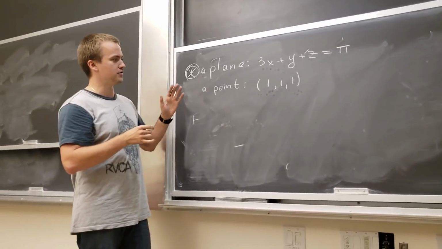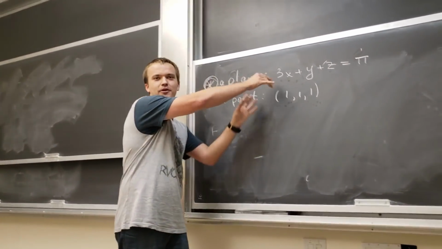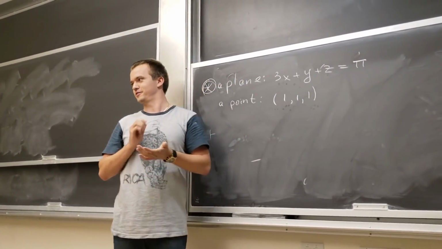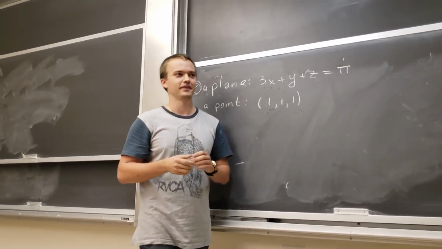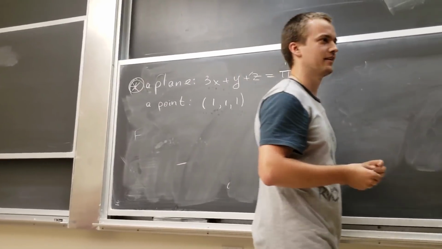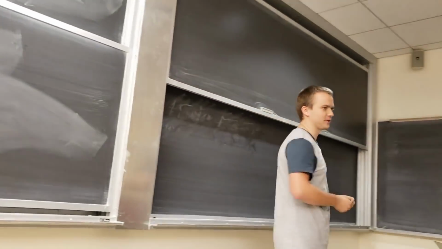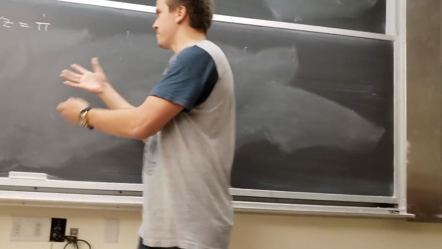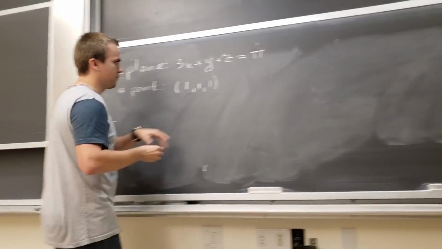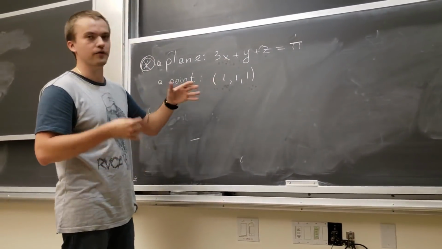What do you think? After I have my mathematical objects, what should I do next? How should I approach this problem? What does it mean to have a distance between a point and a plane? A good question. We have a plane and a point, so we can graph it.